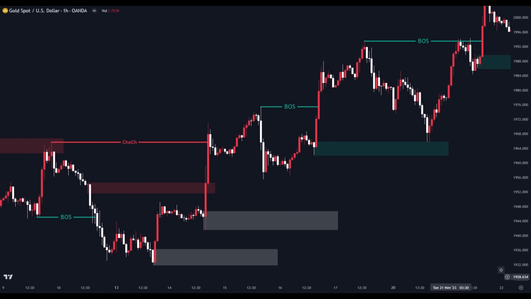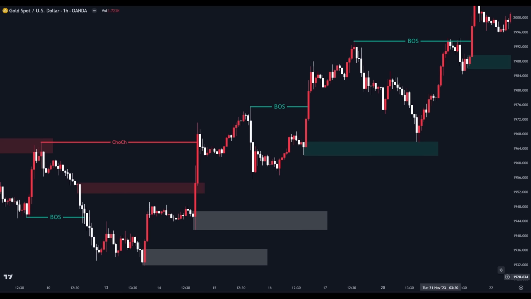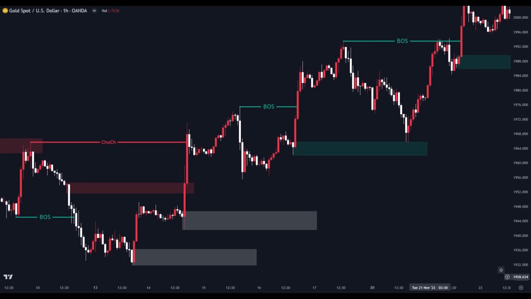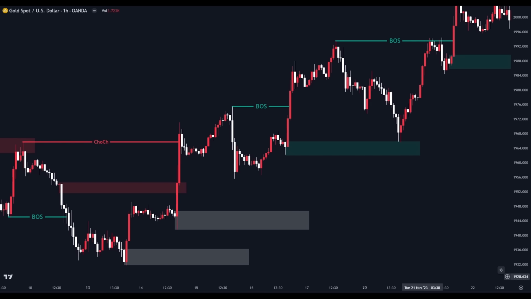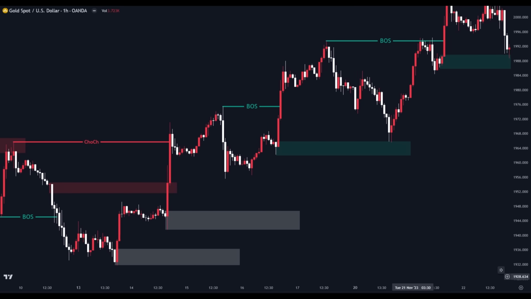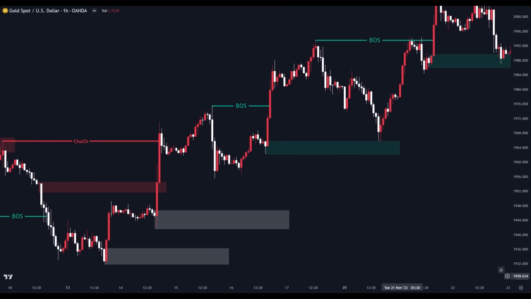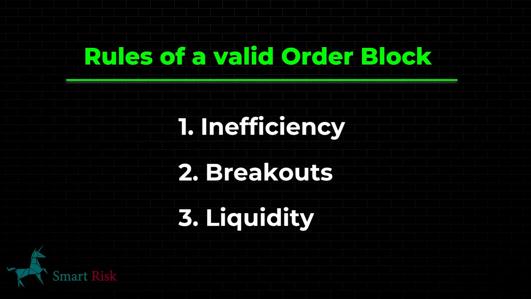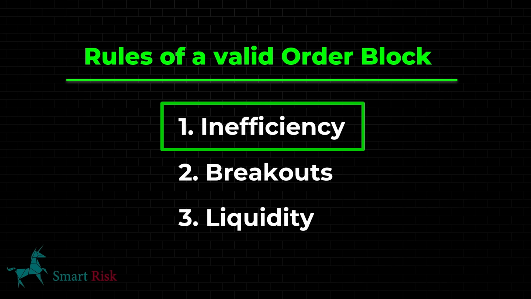One of the key supply and demand areas is order blocks. So first, let's see what conditions are required to consider an area a valid order block to trade. Then I will show how to effectively mark them on the chart. So let's continue with the rules of a valid order block. The first rule is having inefficiency.